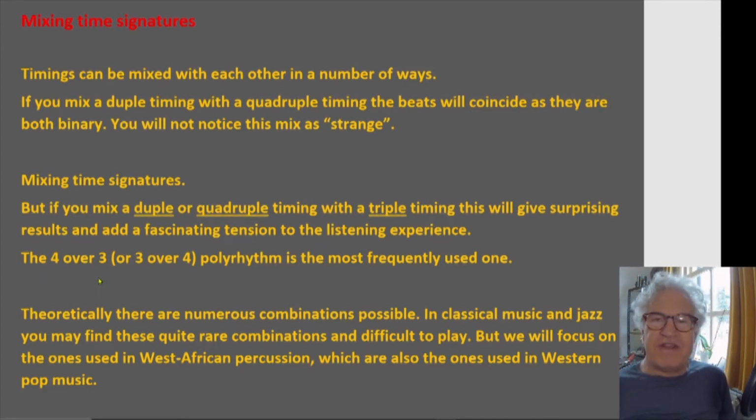The 4/3, or 3/4 if you like, polyrhythm is the most frequently used one. Theoretically, there are numerous combinations possible. In classical music and jazz, you may find these quite rare combinations, and they are really difficult to play. But we will focus on the ones used in West African percussion, which are also the ones used in Western pop music, except, of course, for those rare occasions that it does not count.